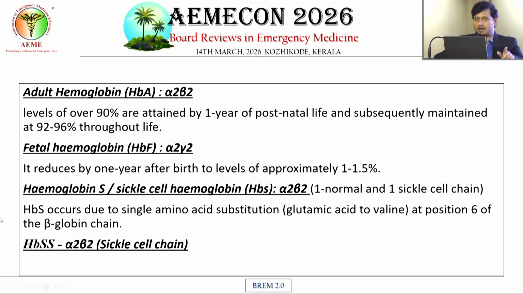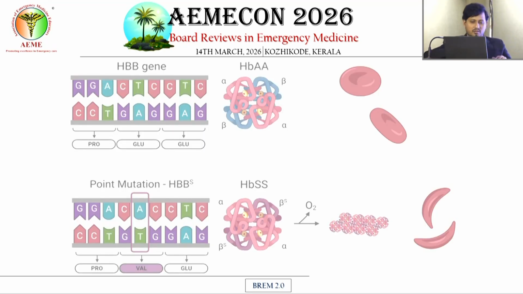And what is sickle cell trait? In the sickle cell trait, the alpha chains will be normal, but one of the beta chains will have a point mutation, and one beta chain will be normal. So that is HbS, which is sickle cell trait. And in sickle cell disease, both beta globin chains will be defective, point mutated.